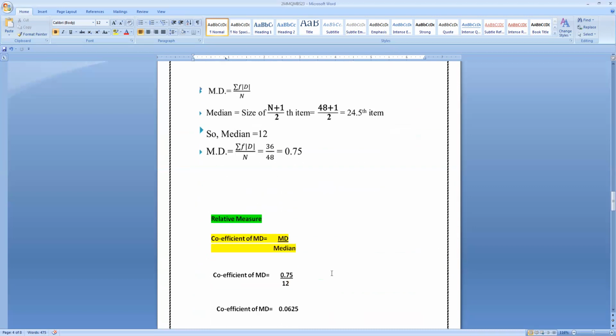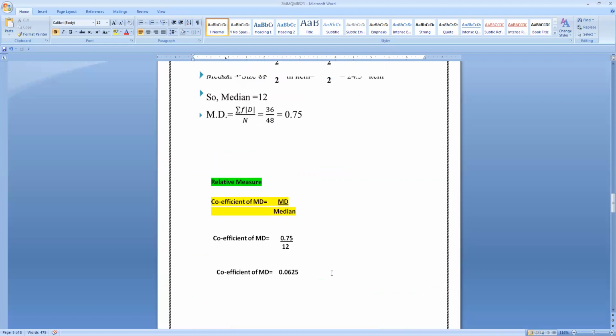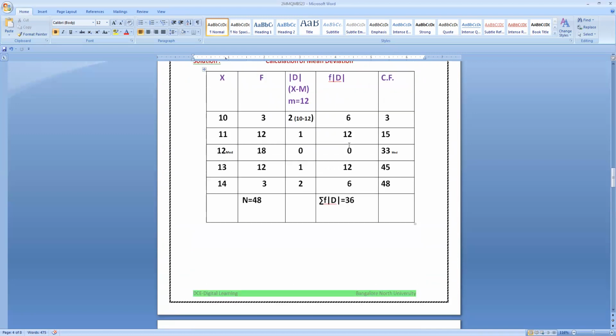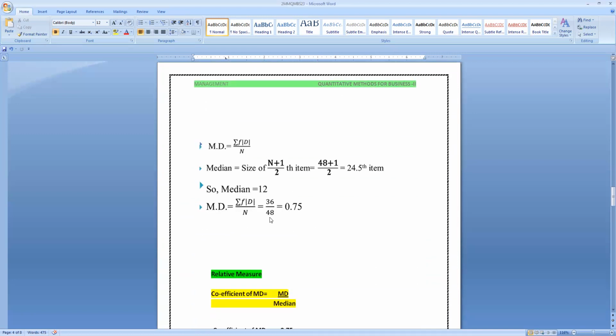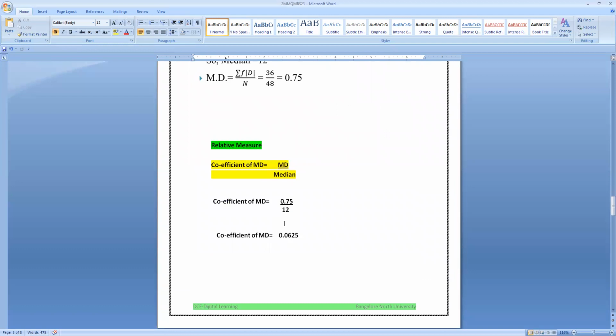Let us calculate the mean deviation both in absolute measure and relative measure. In case of absolute measure, mean deviation is nothing but sigma fd by n. What is sigma fd? We got in the table, that is 36. 36 divided by n, the total frequency, that is 48. 36 by 48 is 0.75. Then we calculate the relative measure: coefficient of MD is mean deviation divided by median. Coefficient of mean deviation is, mean deviation value 0.75 divided by median 12.